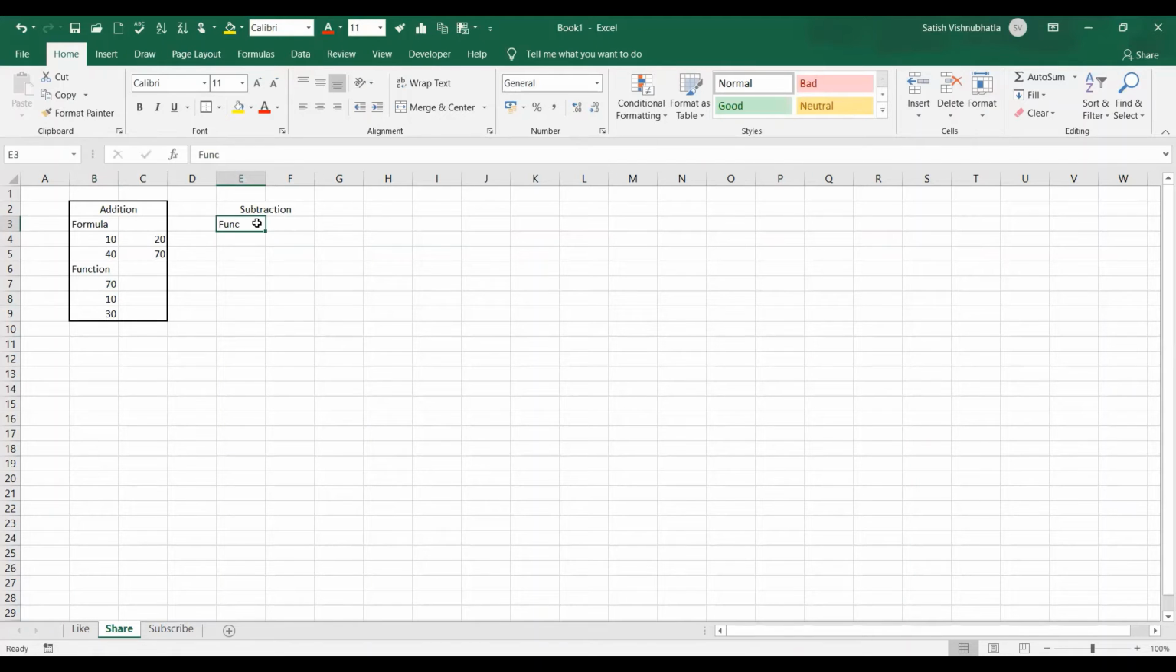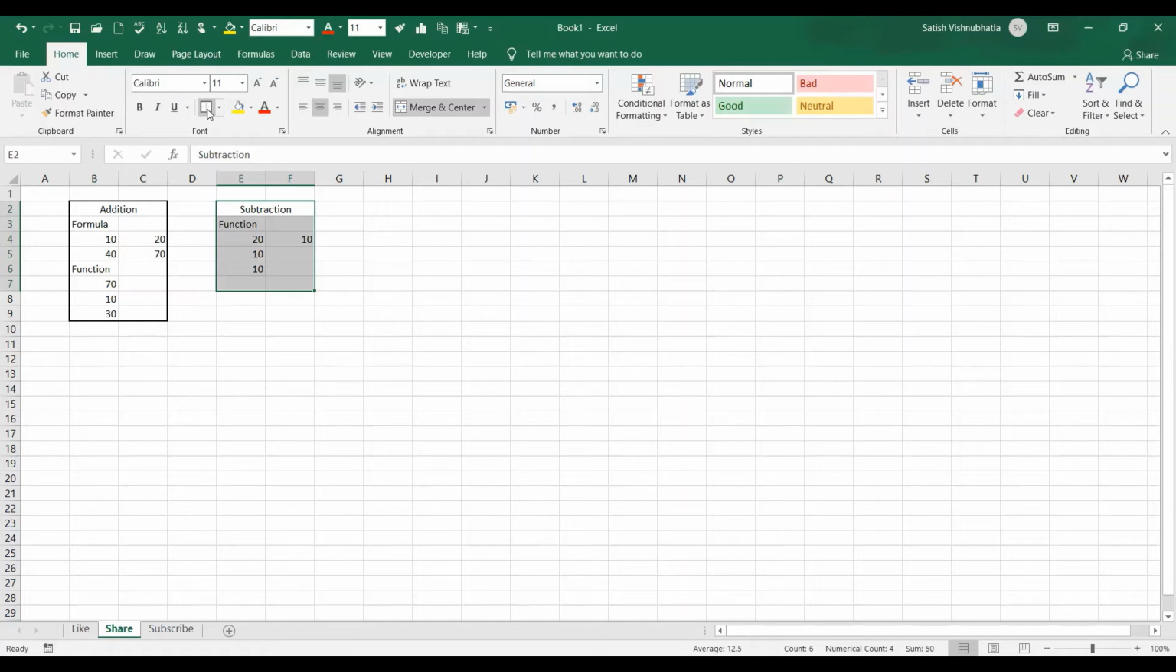So it only has a function, which is equals to, like I want to subtract 10 from 20. The answer is 10, of course. Equals to E4 minus F4. Done. We get this. Or else we can also do equals to 20 minus 10. That can also happen. So that's subtraction.